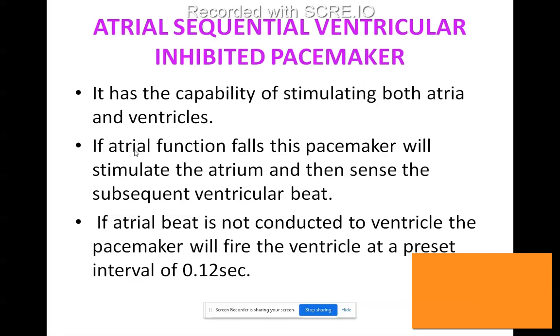If the atrial beat is not conducted to the ventricle, the pacemaker will fire the ventricle at a preset interval of 0.12 second. So if the heartbeat at the atrial node is not conducting at all, then automatically the pacemaker will provide a signal, that is, it will stimulate the ventricle at a time interval of 0.12 second. It will wait for 0.12 second to check whether the atrial beat is happening or not, unless it will start to give a stimulating signal to the ventricle node.